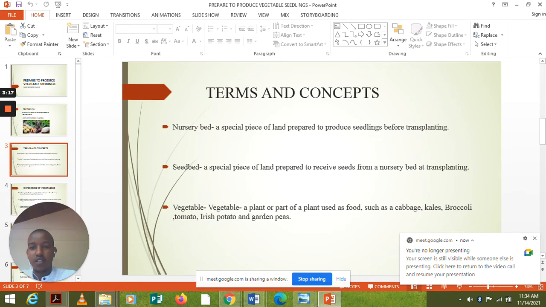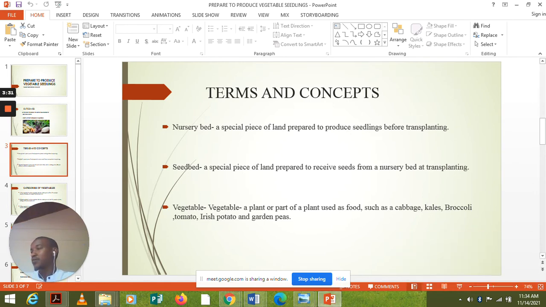So a seedbed is a special piece of land prepared to receive seedlings from a nursery bed. It is usually not measured. It can be any length, any width, maybe big or small, and usually prepared to receive seedlings after transplanting. For example, onions, the field that receives onions after transplanting from the nursery, ndio tunaita a seedbed.